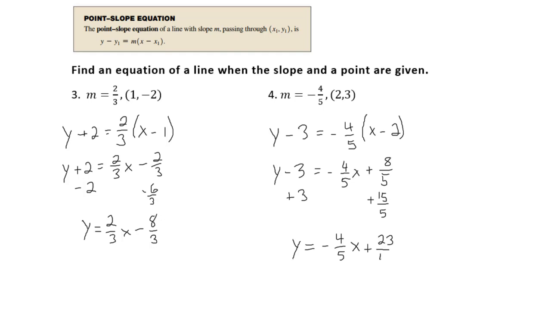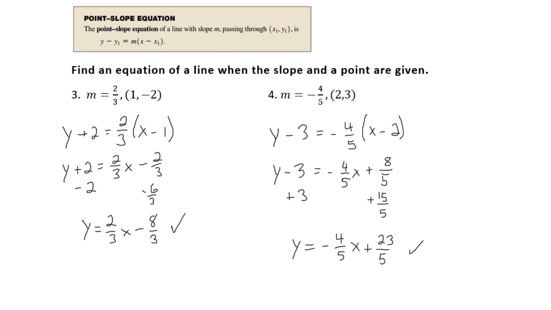23 over 5. And again, you can plug these in. If you plug 1 in here, you get 2/3 minus 8/3. That'd be negative 6/3, which is negative 2. So I know that's right. Plug in 2 here, you get negative 8 plus 23 would give you 15. 15 divided by 5 gives you the 3. So both of those work.